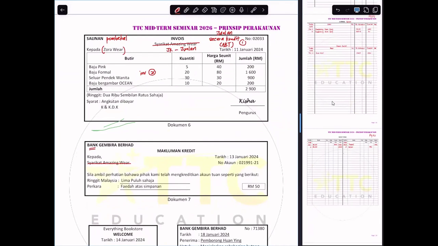Just now we mentioned about it. We explained already. The accountant shouldn't prepare a document to inform himself. So they will terbalik, they will make everything reverse. So makluman credit is to add. And if you want to double confirm your answer, you can refer to the perkara here. You need to understand the terms here. Faedah means interest. Simpanan means you're saving or borrowing.